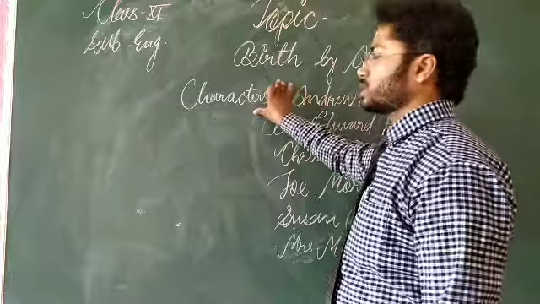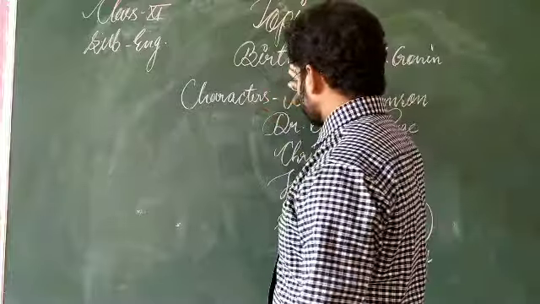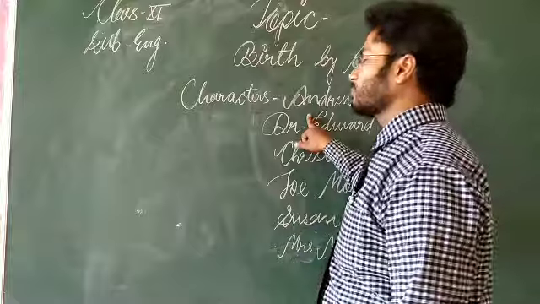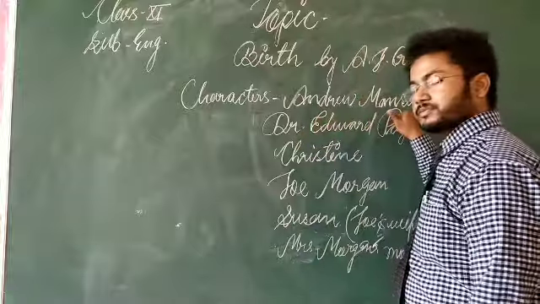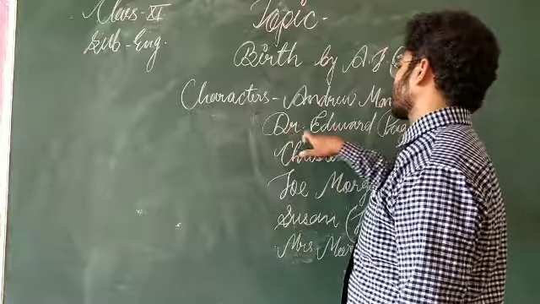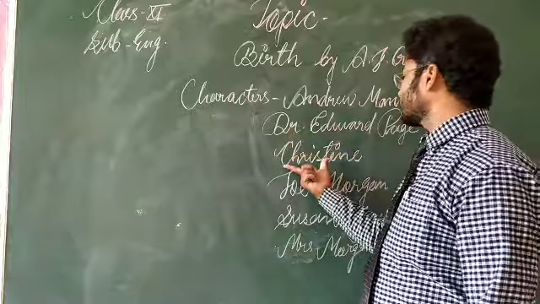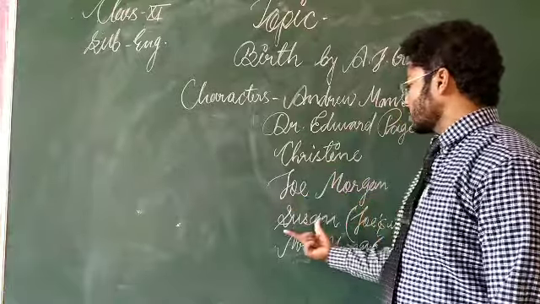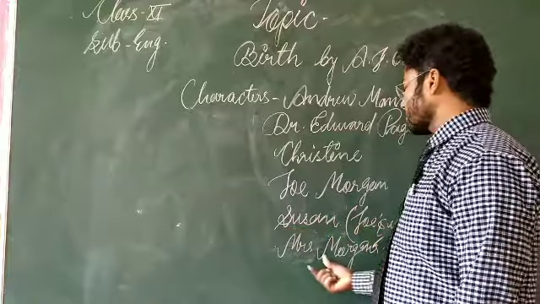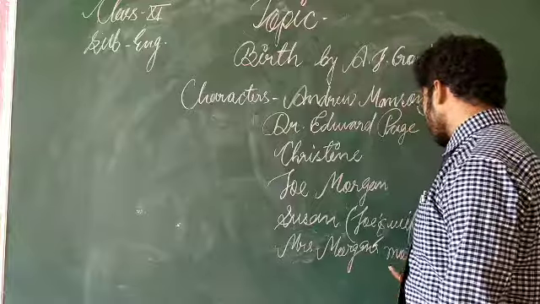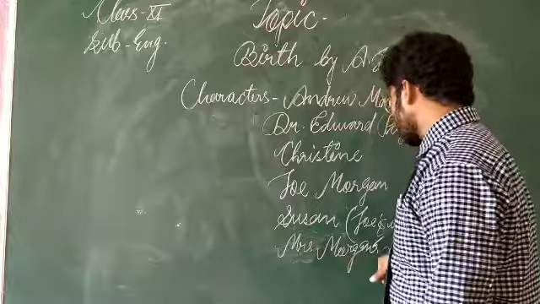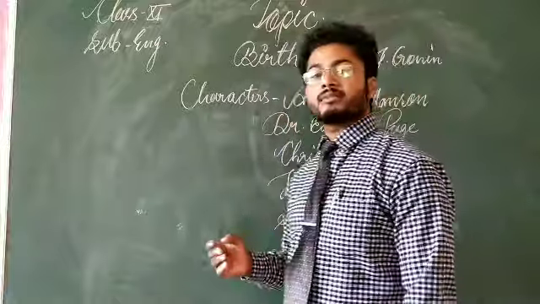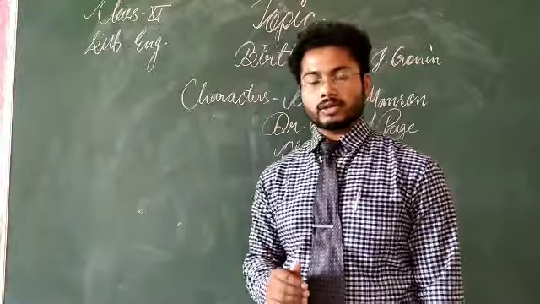He describes a story in which six characters are there. The main character in this chapter is Andrew Manson. Second character, Dr. Edward Pace. Third, Christine. Fourth character is Joey Morgan. Then Suzanne, Joey's wife. And the last character, Mrs. Morgan's mother. Mrs. Morgan's mother is just the last character, and her name has not been mentioned anywhere in the chapter.